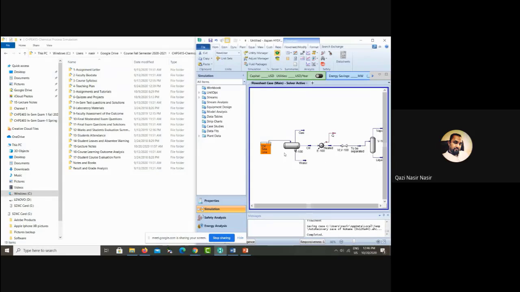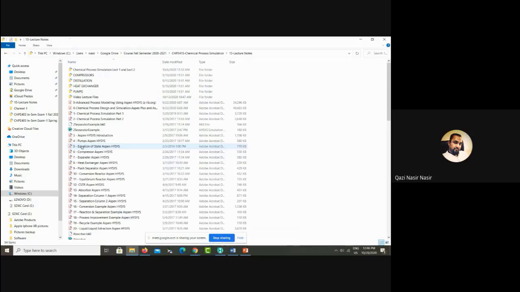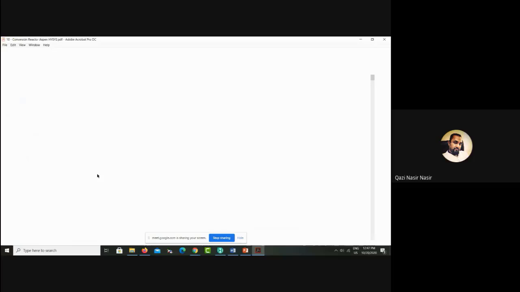One more thing I want to add here. All of these simulations are steady state simulations. You can convert them into dynamic simulations also, but the limitation of the course is only on steady state conditions. So that is the reason why I'm only teaching you steady state. Maybe in future, if the course contents are changed, then we can add dynamic simulation also. So let's go to the lecture notes, and I want to add a reactor now.